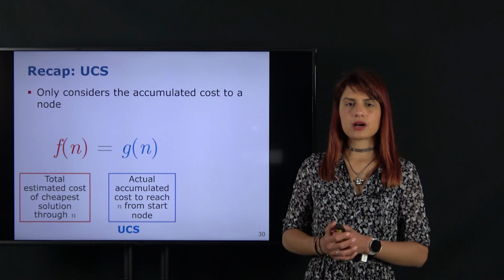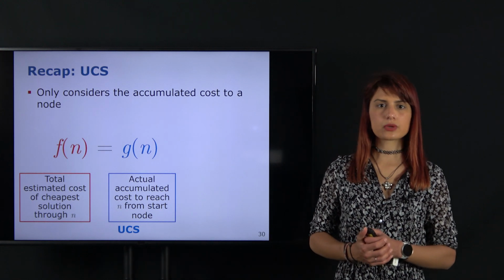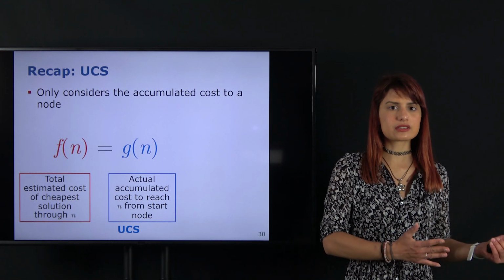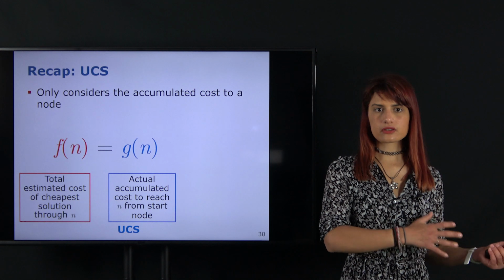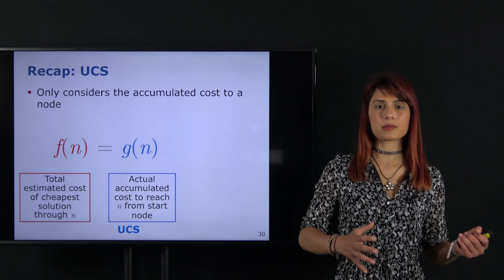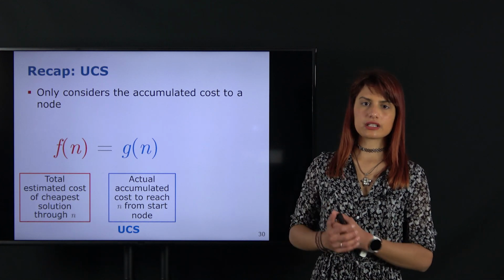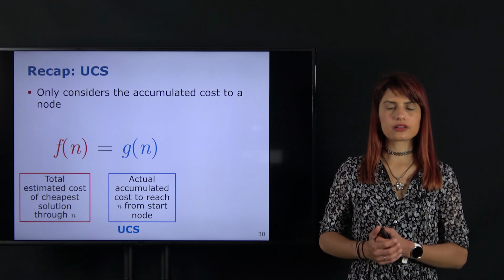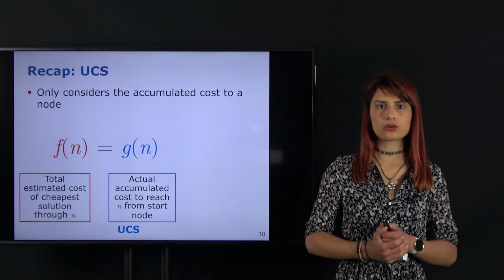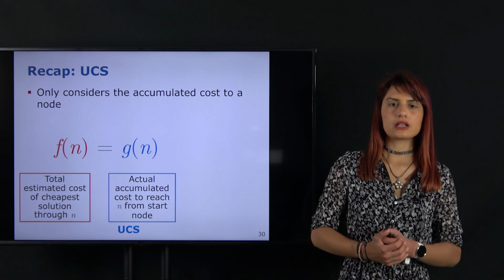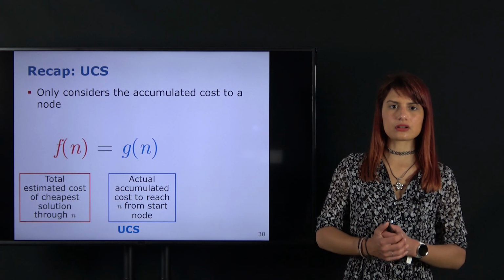So, can we somehow get the best out of both worlds? We looked at uninformed search strategies, which only consider the accumulated cost and implement simple rules for expanding nodes. And then we looked at this greedy best first search algorithm, which quickly advances towards the goal, but has many drawbacks in terms of optimality and completeness.